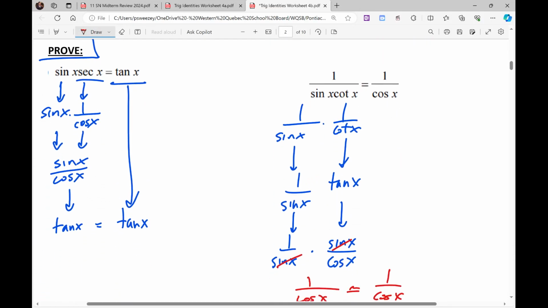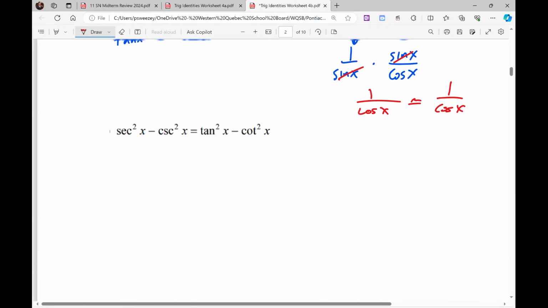So secant squared x turns into 1 plus tan squared x, I believe. Yeah. Minus 1 plus cotangent squared x, right?